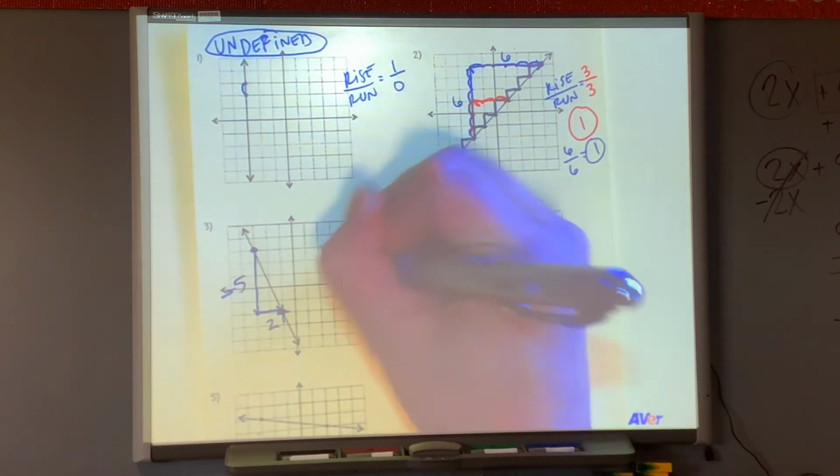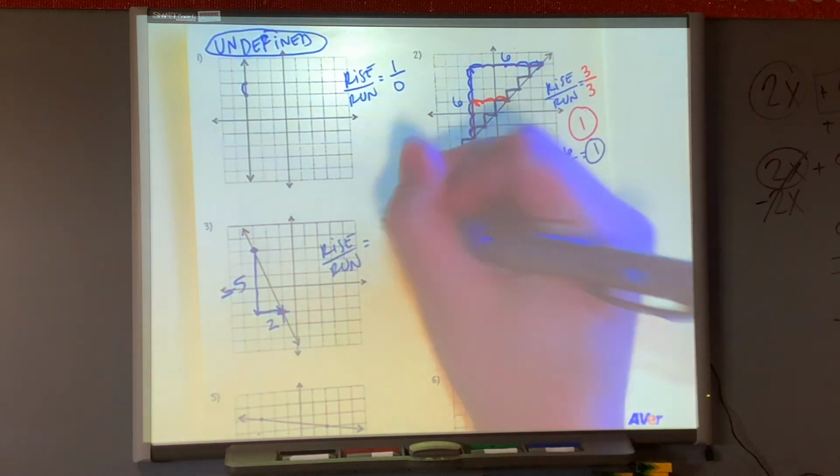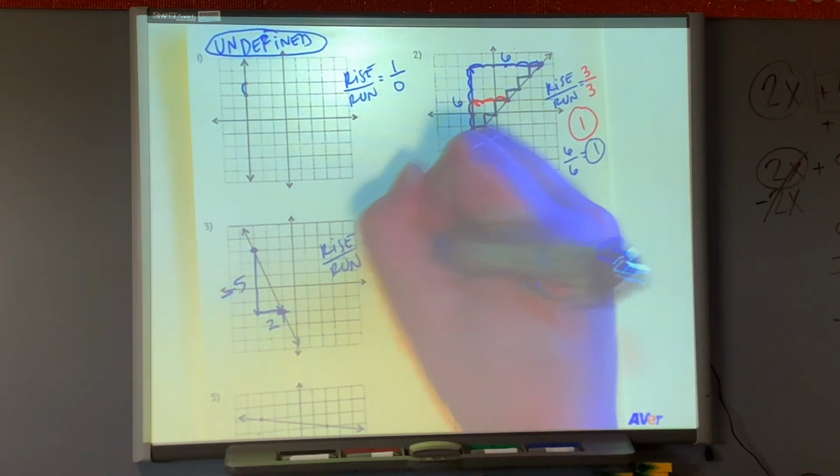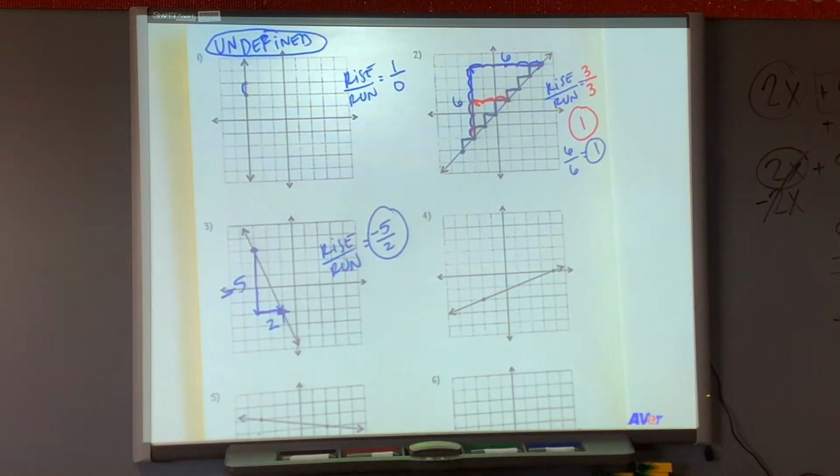And if I had written my rise over run out to the side, my rise is a negative 5, my run is 2, and actually that does not reduce right there. Negative 5 over 2 is your answer. That is it for my notes.